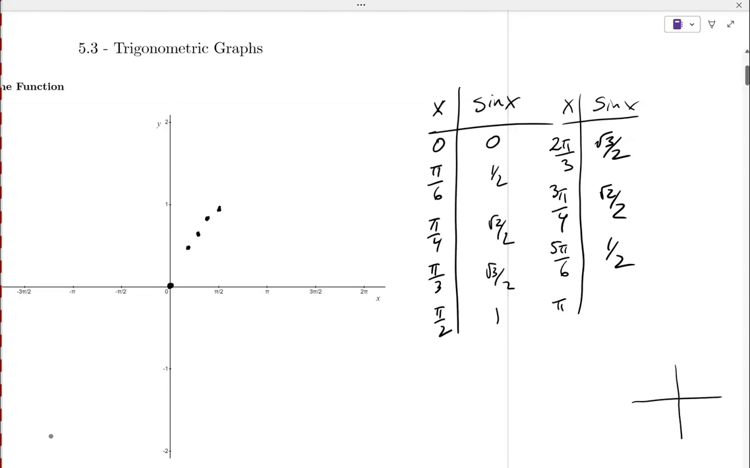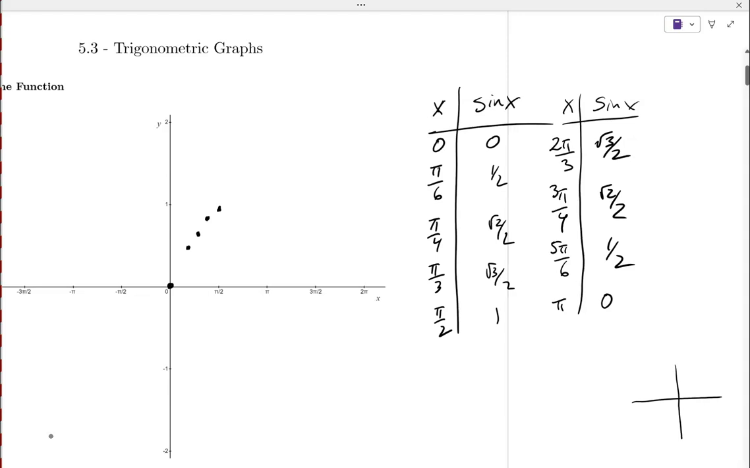What about the last one? Well, pi is on the terminal side, would be on your negative x-axis. Sine is up and down. We didn't go up and down at all, so sine of pi is going to be 0. Yep.